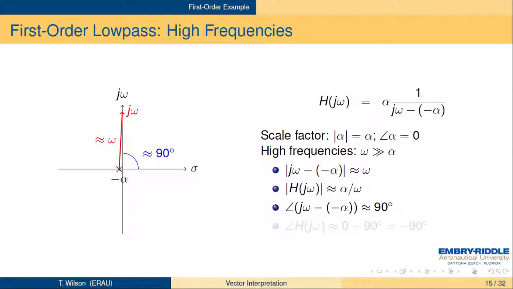And again, for large omega, that angle is going to be about 90 degrees, and it's not going to change very much. It's not quite 90 degrees, and it takes a while to get to almost 90 degrees, but it is still approximately 90 degrees, and so the angle of the frequency response is going to be minus 90 degrees. So this is pretty useful.